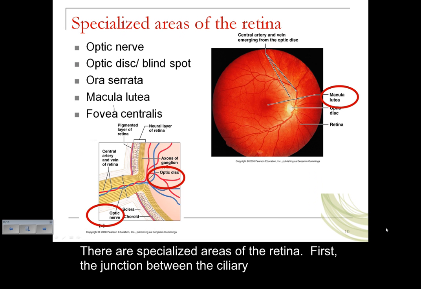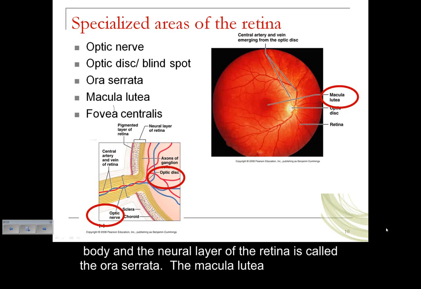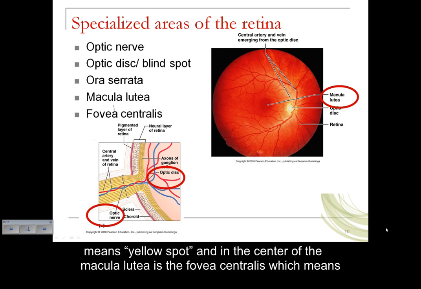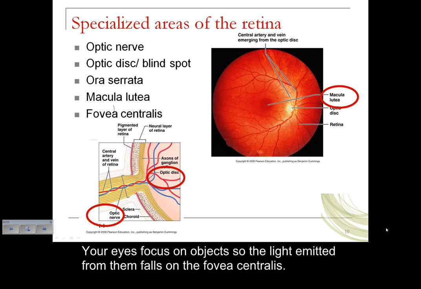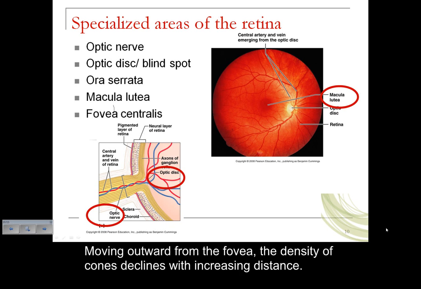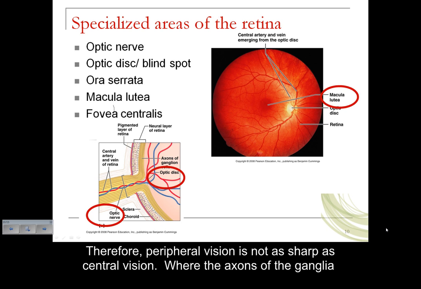There are specialized areas of the retina. First, the junction between the ciliary body and the neural layer of the retina is called the ora serrata. The macula lutea means yellow spot, and in the middle of the macula lutea is the fovea centralis, which means central pit. The fovea centralis only contains cones and provides the most acuity. Your eyes focus on objects, so the light emitted from them falls on the fovea centralis. Moving outward from the fovea, the density of cones declines with increasing distance. Therefore, peripheral vision is not as sharp as central vision.